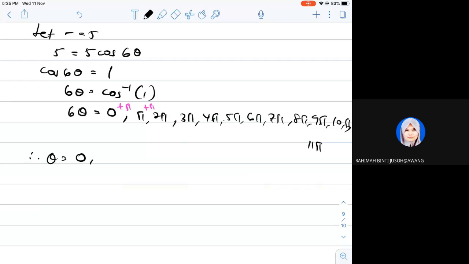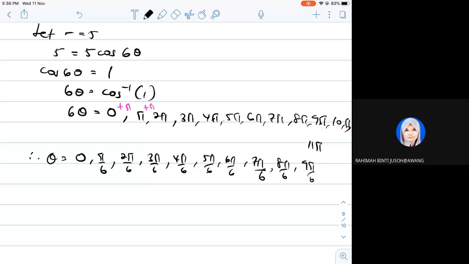Therefore, for theta, you have to divide everything by 6. So 0, pi over 6, and then 2 pi over 6, which is pi over 3. Okay, 3 pi over 6, which is pi over 2. So 4 pi over 6, 5 pi over 6, 6 pi over 6, 7 pi over 6, 8 pi over 6, 9 pi over 6, 10 pi over 6.